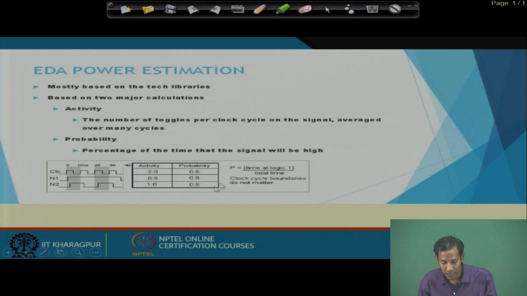Then, depending on this particular equation, the tool calculates the rough estimation of the power consumption. Okay. So, this is how an EDA tool estimates the power consumption.